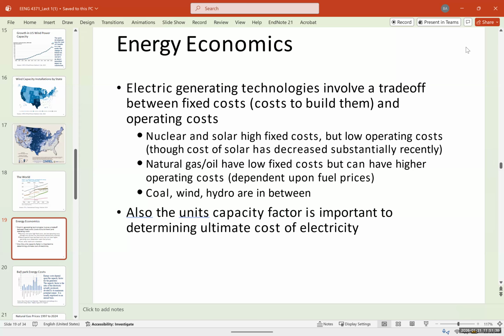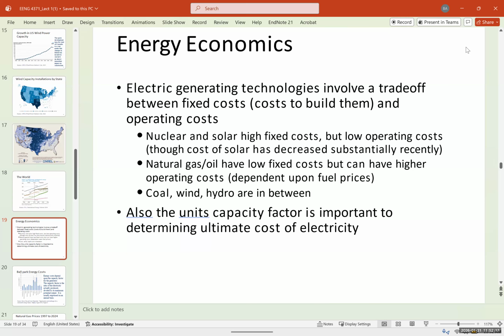Natural gas has a lower what we call CapEx, or capital investment, and a higher OpEx, or operational cost. Why? For natural gas, you need the fuel. Fuel is expensive. So up front, it's a lower investment, but during the whole lifetime, it's going to be more expensive. And coal, wind, and hydro are in between. Again, with wind, solar, and renewable energies, you don't need any fuel for them. So the OpEx and maintenance is going to be much less.